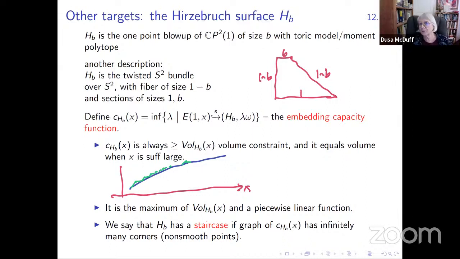And we started off by knowing that when b is a third, that's the monotone case, a Fano manifold. Then when b is a third, there is a staircase, that we know. And when b is 0, of course, you've got the ball, so there's a staircase. And the conjecture is still unsolved, that those are the only two rational values of b that admit a staircase.